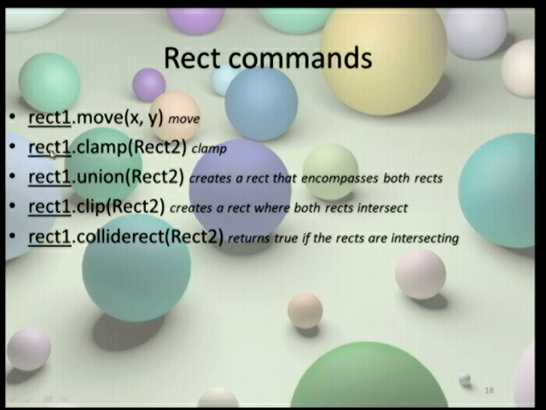You can clamp it, which will clamp this Rect into this Rect, so if it's outside, or any part of it's outside, it will be immediately moved so that it's fully inside this second one. You can union it, which will return a Rect that encompasses both this Rect and this Rect. You can clip it, which will return a Rect where all the places are encompassed by both the Rects, and colliderect will return true if this Rect is colliding with this Rect.